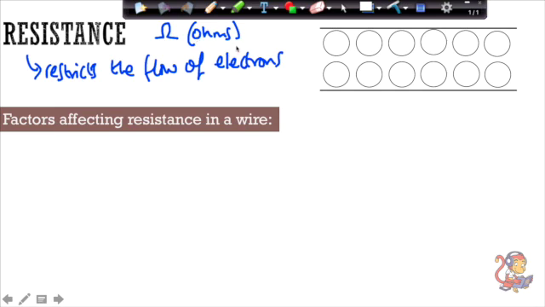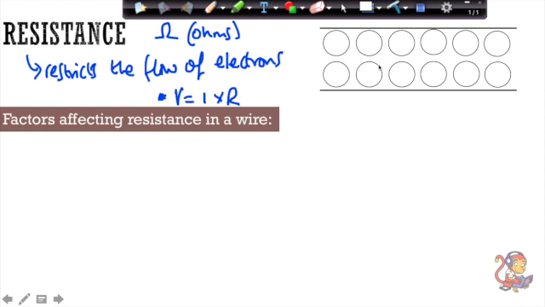And you can measure resistance using a multimeter, or you can work out the resistance of a component using the equation V equals I times R, because voltage, current and resistance are all linked together. And I'll cover this equation in another video. So let's look here into a wire in a little bit more detail on what's going on, and it will help us understand the things that affect resistance.